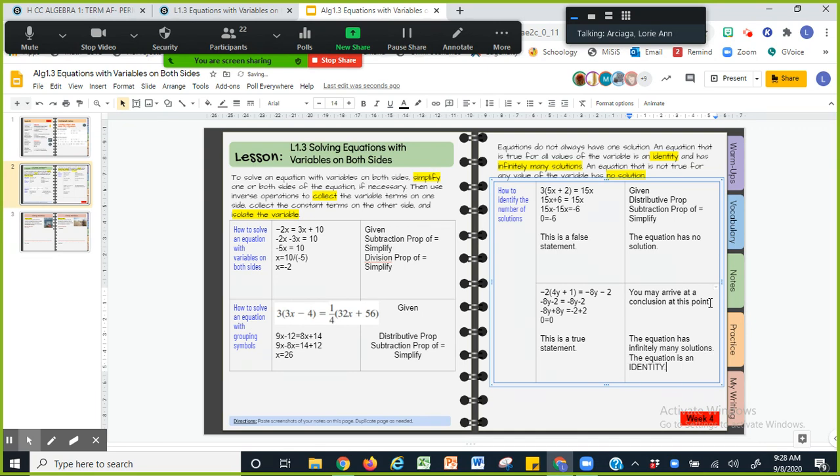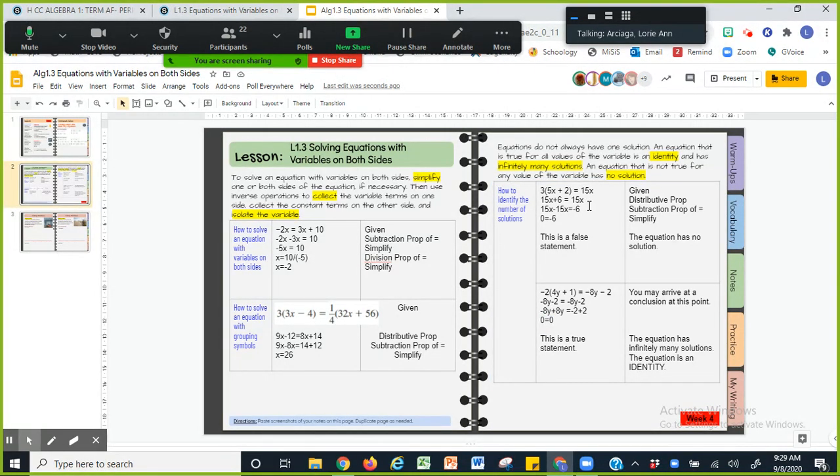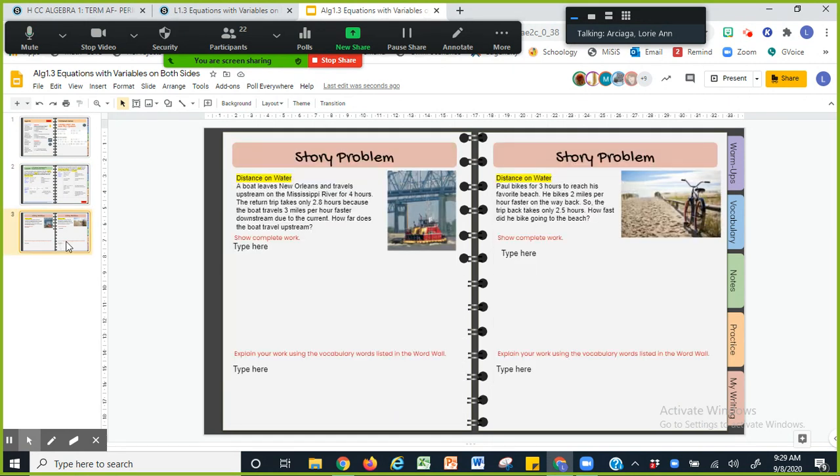And we saw that in two parts of our solution. Here, the left and the right hand sides match, and then this one also. 0 is equal to 0. So this is the only thing new in our series of 3 lessons on solving linear equations. Okay, so let's look at some examples over here. We have the distance on water problem.